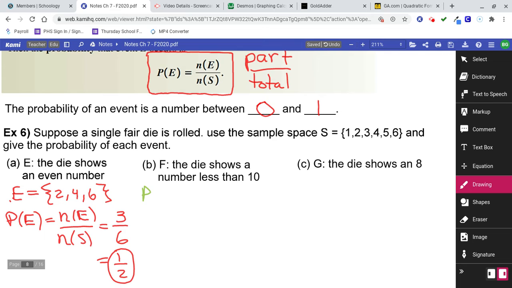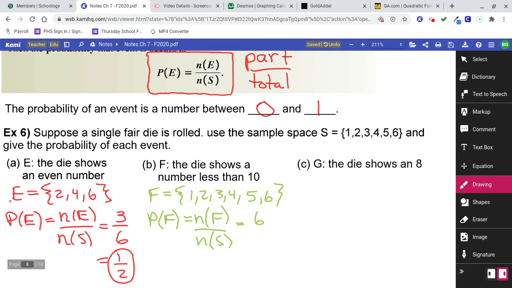So the next one, we've got the probability of F. Whoops. Let's look at what F is first of all. It says the die shows a number less than 10. Well, isn't that everything? 1, 2, 3, 4, 5, 6. So probability of F is equal to the number of elements in F over the number in the sample space. Well, there are 6 elements in F, and there are 6 in the sample space, and that reduces to 1. That's what's called a certain event, okay? A certain event, right, has a probability of 1. We know it's going to happen. What's the probability that you get a number less than 10? 1. It's a certain event.